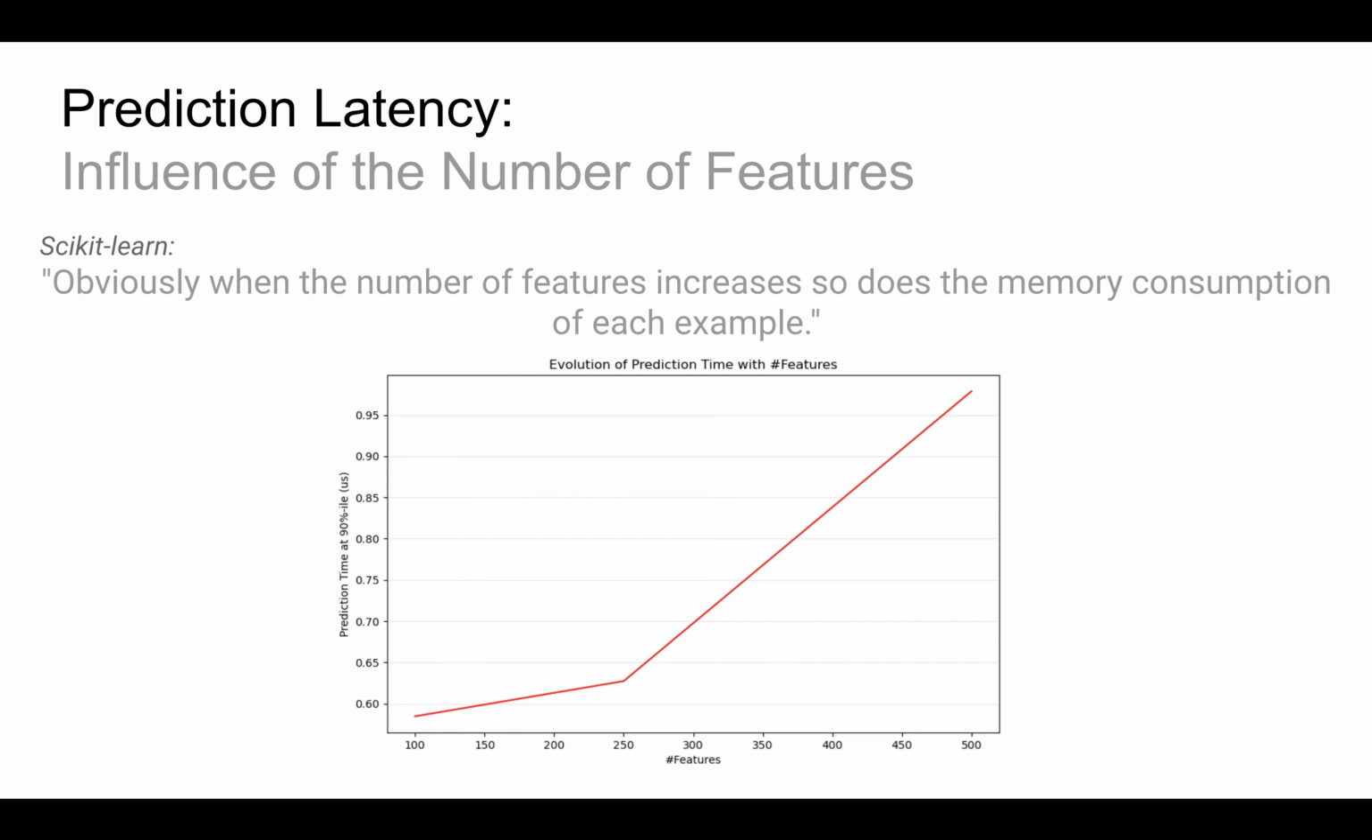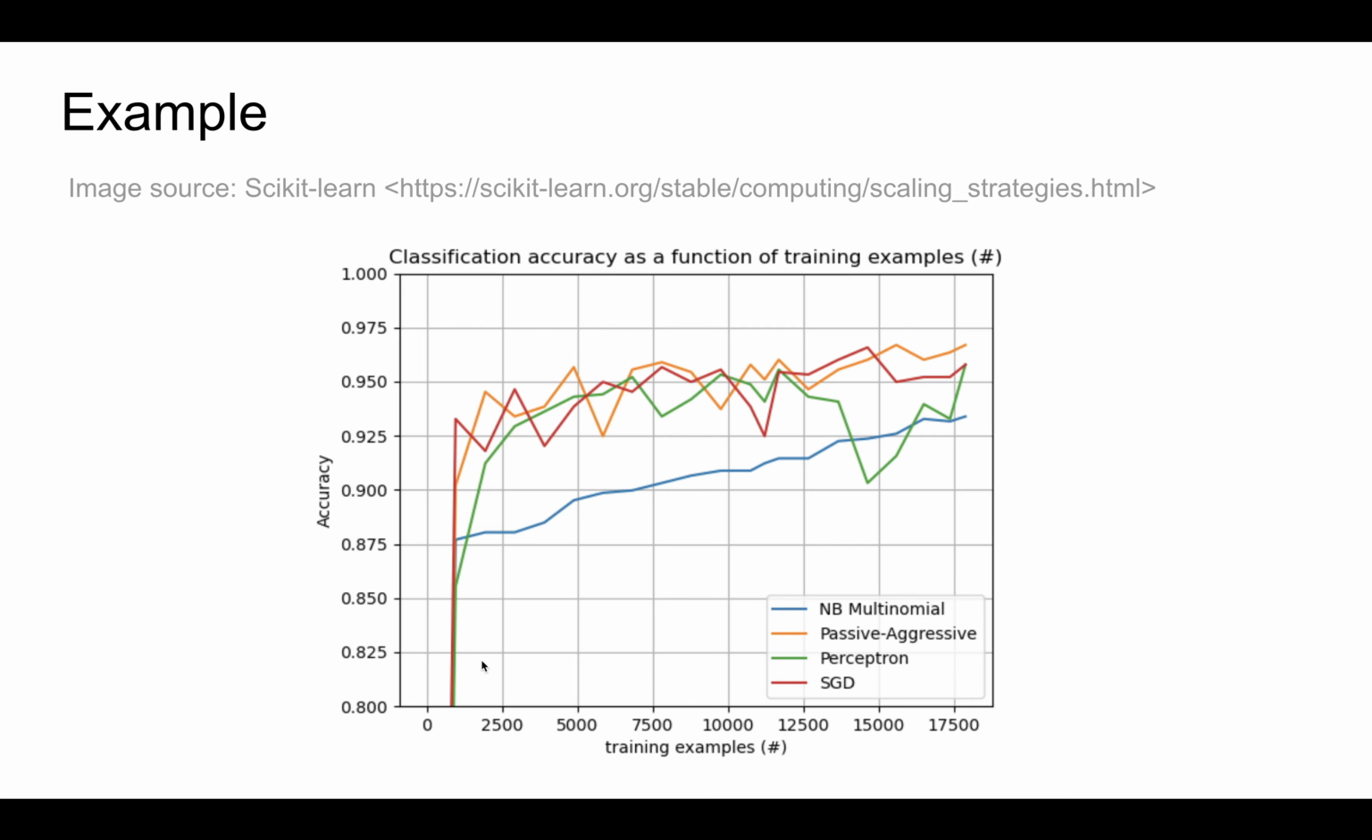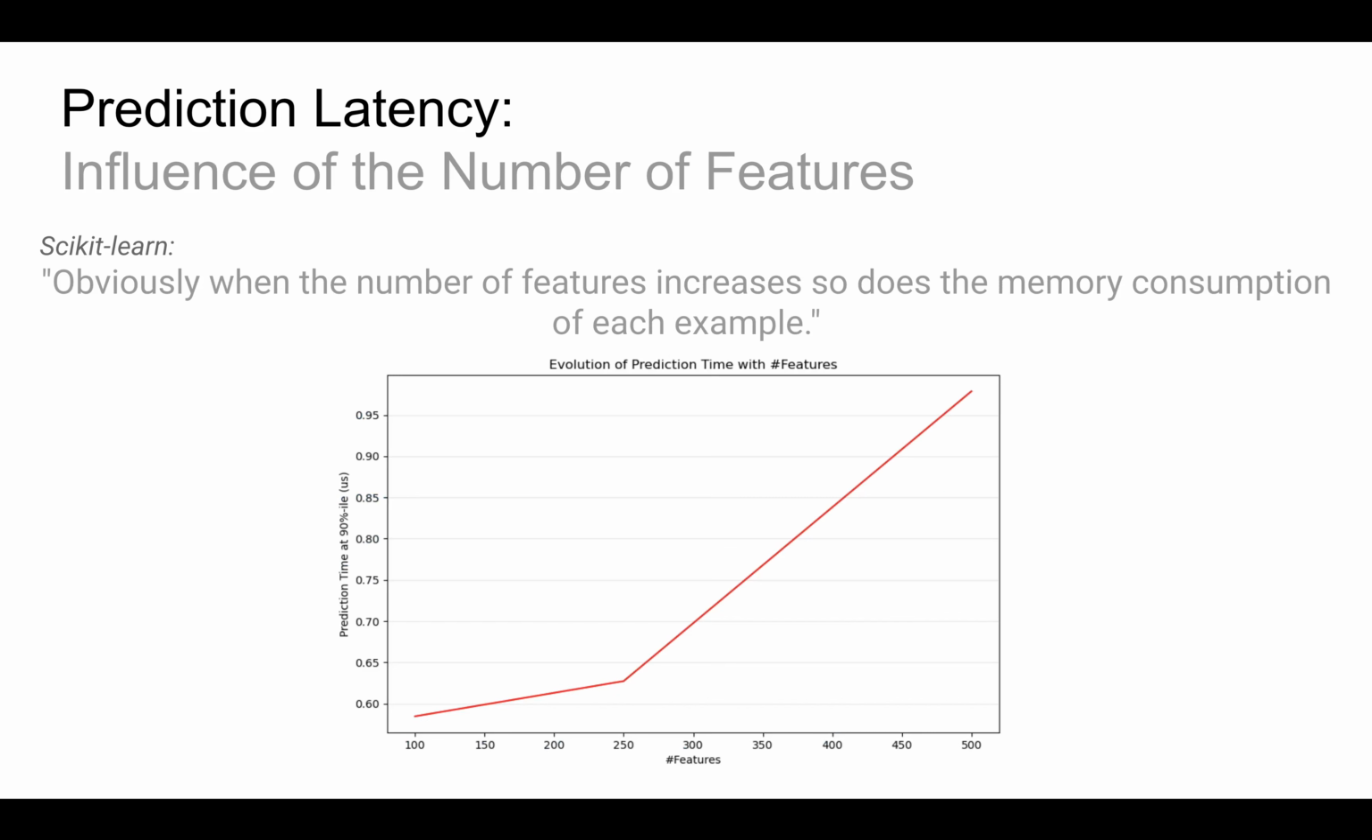Again, influence of number of features. We saw previously number of records. So if we go back, here we saw number of training examples. Now if you look at number of features, again, if you have more features, it could help improve the accuracy up to a certain point. But more features would also mean that the prediction latency could increase. So that is to say that it will take a longer time to make the prediction.